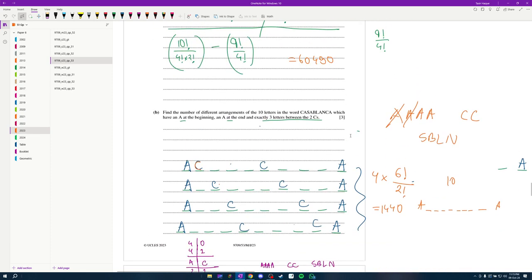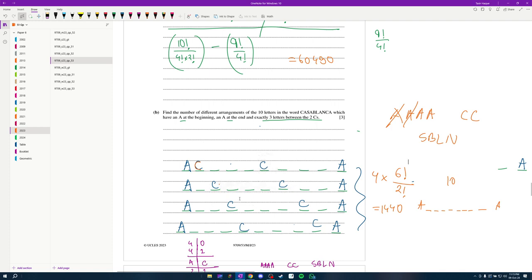Next, find the number of different arrangements of the 10 letters in the word Casablanca, which have an A at the beginning, an A at the end, and exactly 3 letters between the 2 C's. Okay. So A at the beginning and A at the end. So I fixed that initially. Then I start with the C's, the arrangements. 1 C on the second blank, 3 gaps, then another C, and so on.